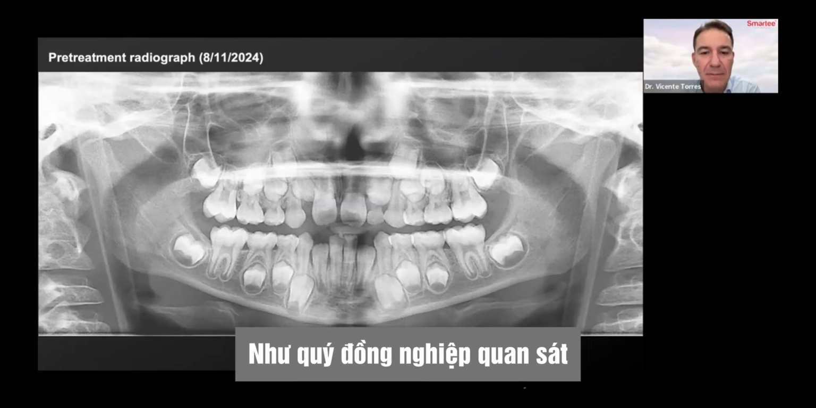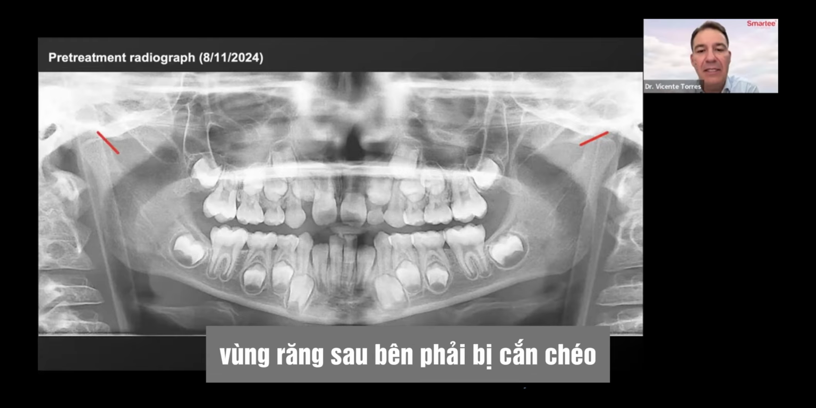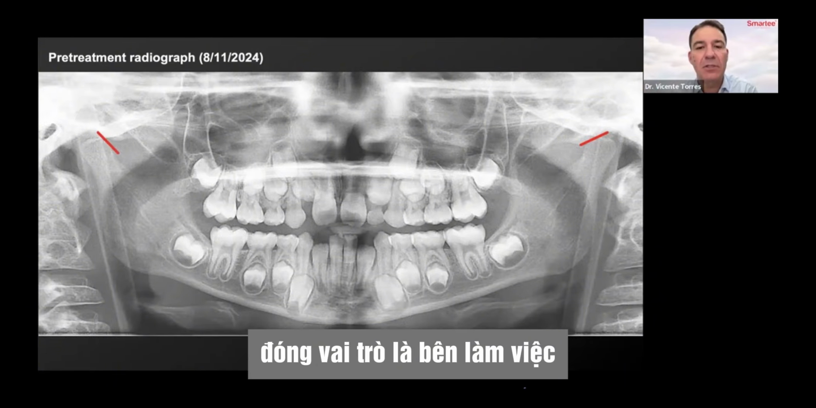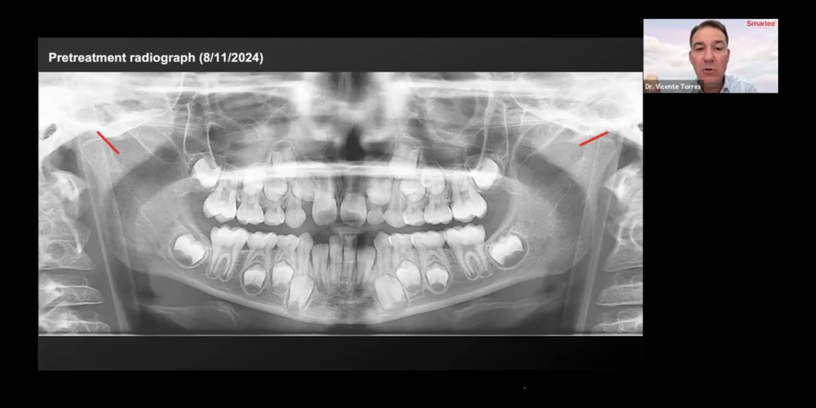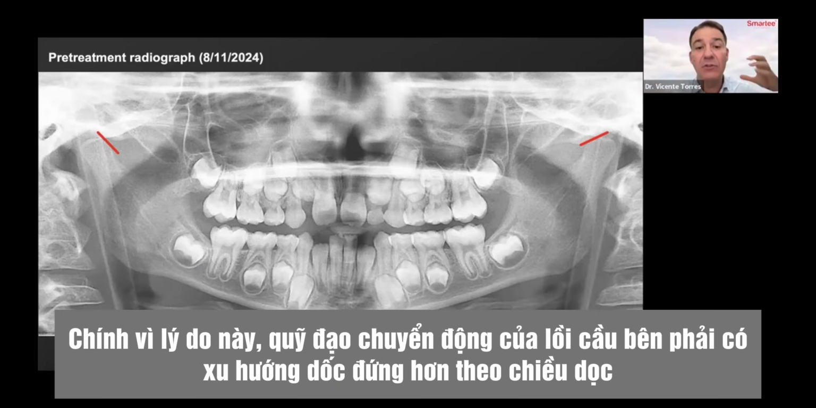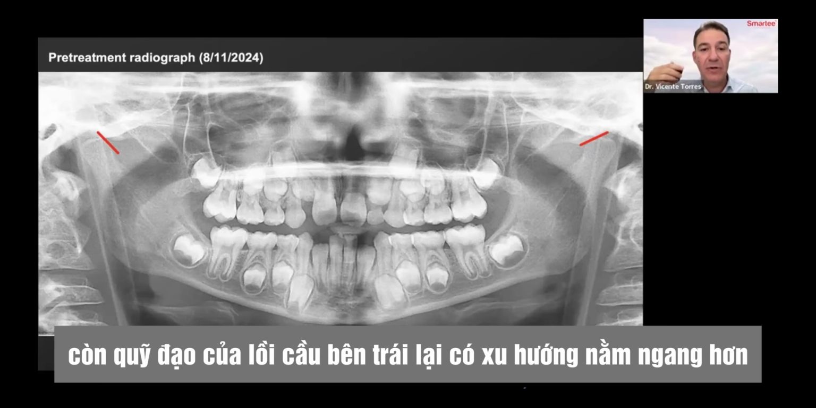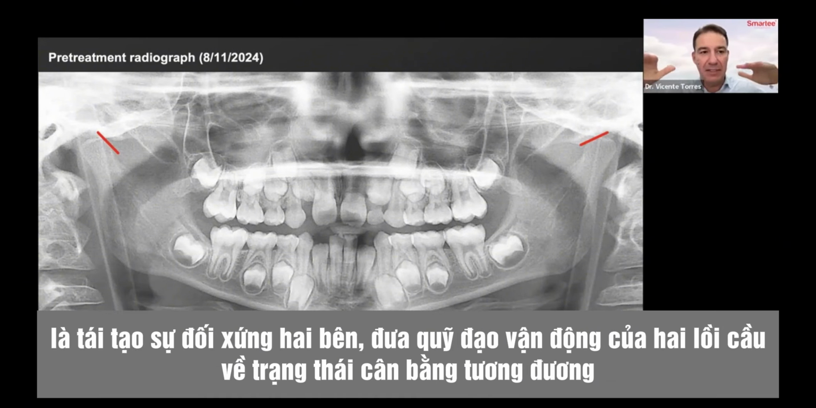As you can observe, the right side, which is the side of the posterior crossbite, corresponds to the working side, meaning the preferred chewing side. Meanwhile, the left side is the non-working or balancing side. For this reason, in the right condyle the trajectory is more vertical, whereas in the left condyle the trajectory is more horizontal. So it's very important at the end to have bilaterally the same condylar trajectories.